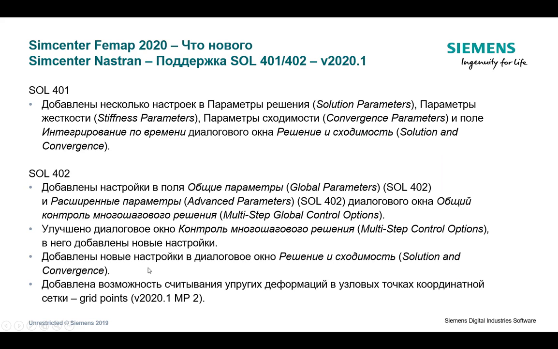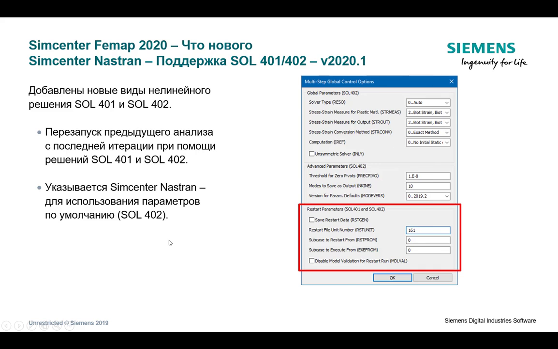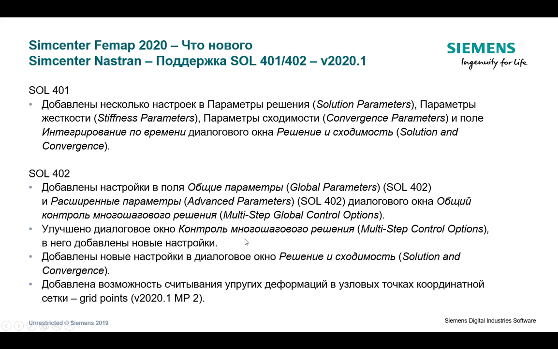So some other things for solution 401 only, we added various options to solution parameters, stiffness parameters, convergence parameters, and time integration sections of the solution and convergence dialog box. For solution 402 only, added options to the global parameters and advanced parameters section of the multi-step global control options dialog box, added options and made various other updates to the multi-step control options dialog. Added options to various sections and updated layout of the solution and convergence dialog box, and added support to write requests to recover elastic strain output at grid points, which was done for 2020.1 maintenance pack 2.